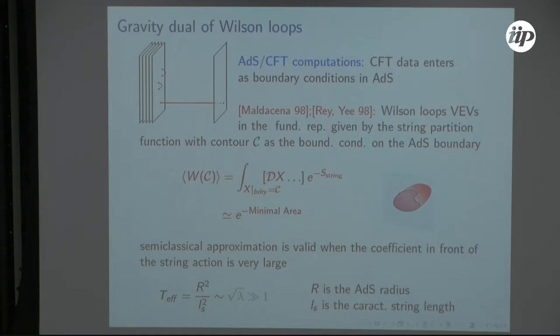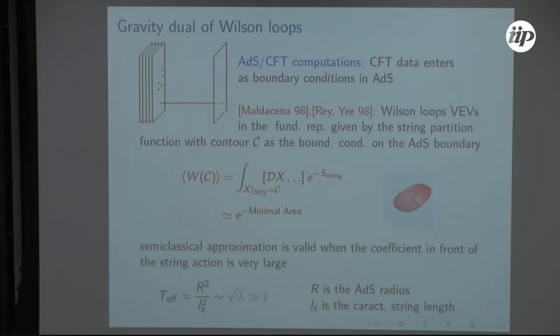So a Wilson loop in the fundamental representation is just the partition function of an open string with a precise boundary condition, such that the endpoints of the string end on the boundary of AdS on a given contour, the contour that specifies the Wilson loop. So if you want to compute the expectation value of this Wilson loop in the dual string theory, you have to path integrate over all open strings such that their ends go along the contour in the boundary. Of course, this is in general a very difficult problem. Those are open strings in a curved spacetime in AdS, so it would be very difficult to say something exactly about this.